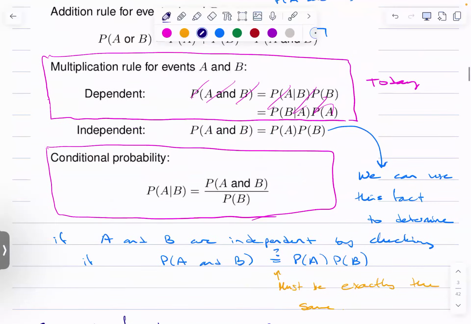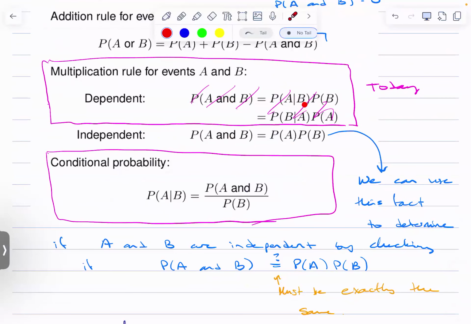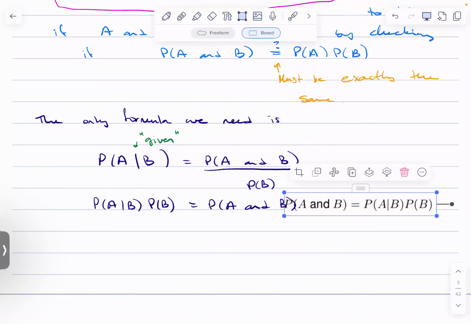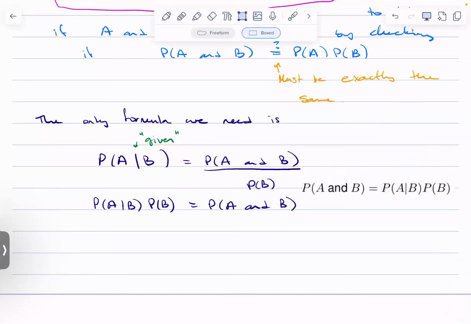Well, what do you know? Isn't that just this? And so you don't really need it. Let's put them side by side. The probability of A and B is equal to the probability of A given B times the probability of B.